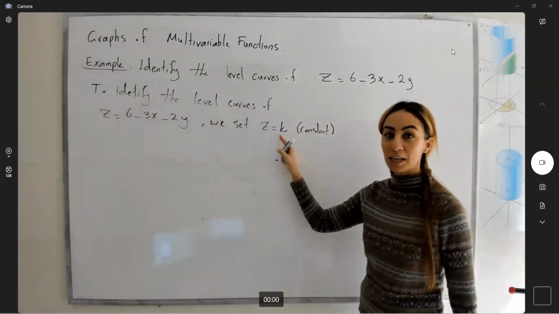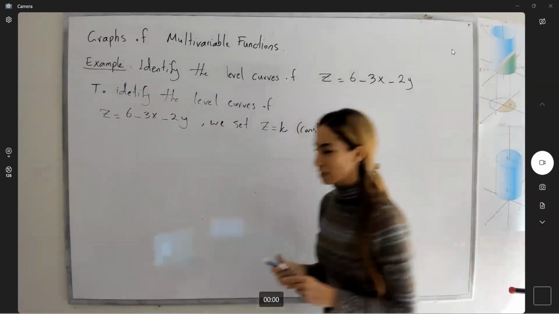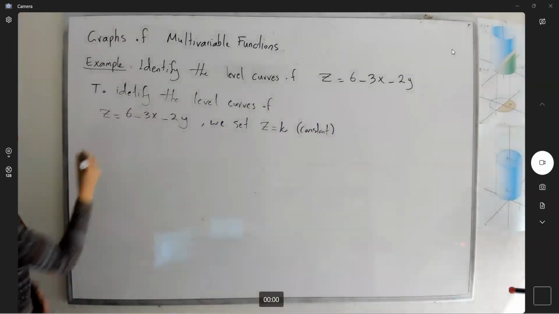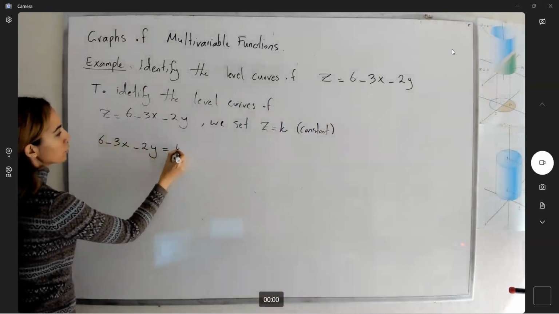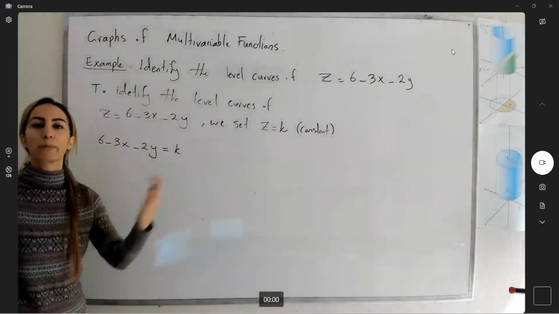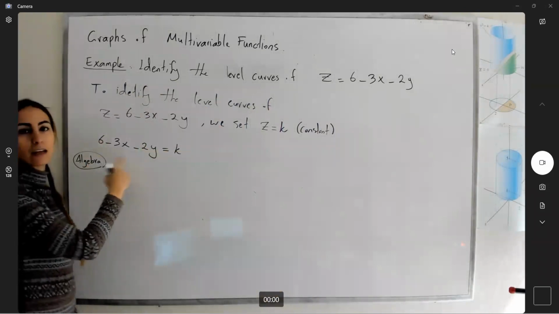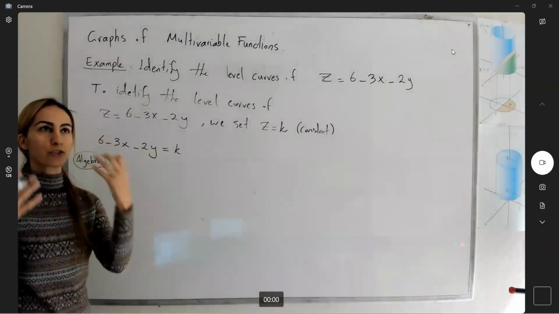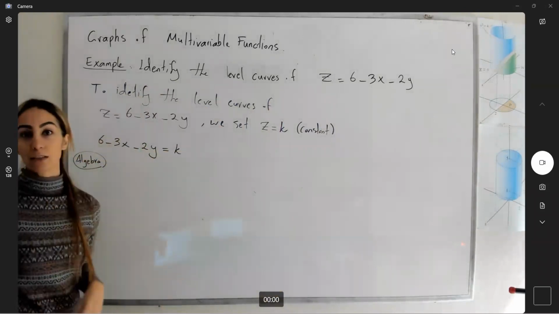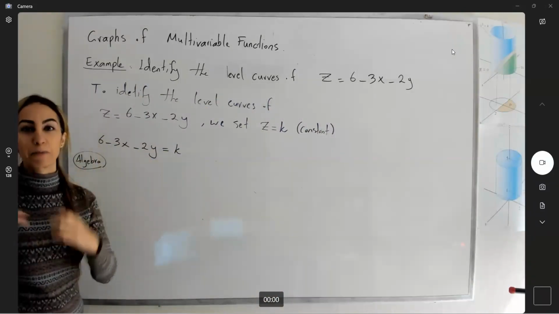Again, your goal is to get rid of z. As long as z is a constant, you don't have any z to worry about. Let us start: 6 minus 3x minus 2y is equal to k. Now we are just going back to algebra. We're trying to find a nice relation between x and y that we saw before, going back to pre-calculus and elementary calculus, and recognize what this is representing.